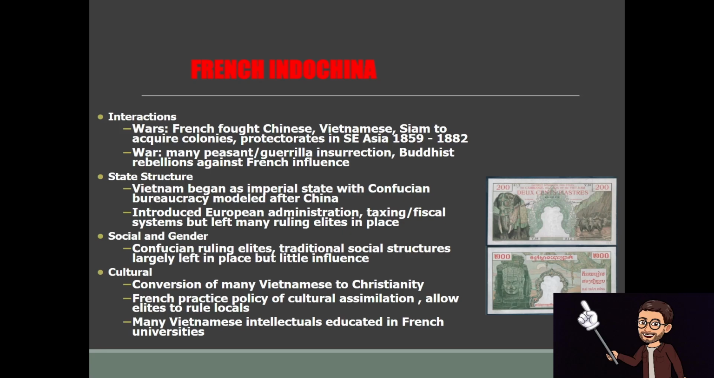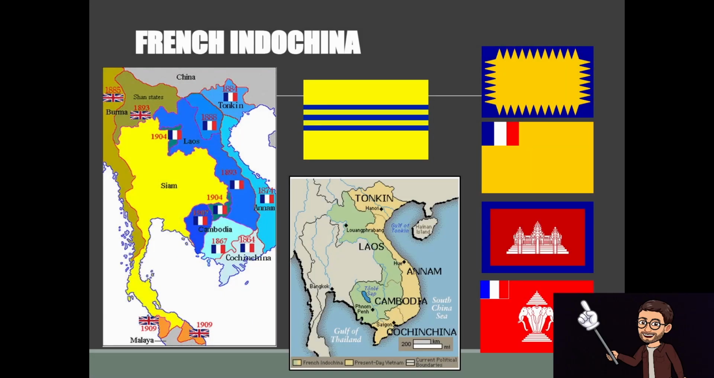Now, some cultural influences: culturally, many Vietnamese are going to be converted to Roman Catholicism by the French. The French practice a policy of cultural assimilation, which means they're really trying to push the Vietnamese to become French, even sending many Vietnamese elites to colleges in France so that they can push French culture on the Vietnamese people. It's really just this policy of assimilation and rebellion. So again, French Indochina: Siam, Laos, Cambodia, Vietnam, south of China, east of India area.